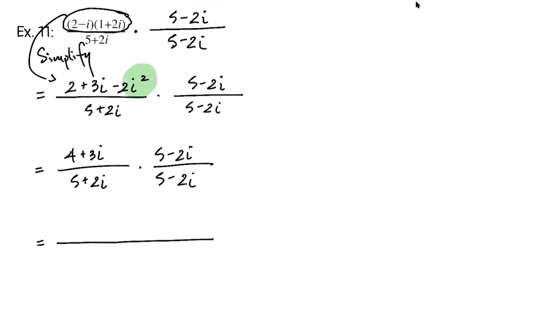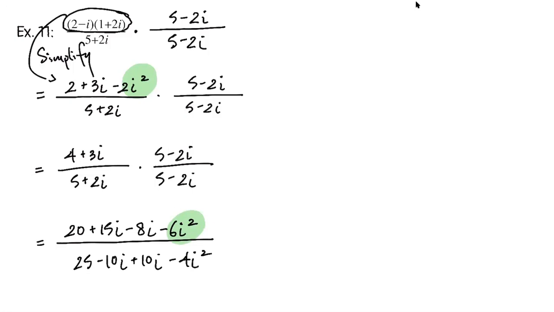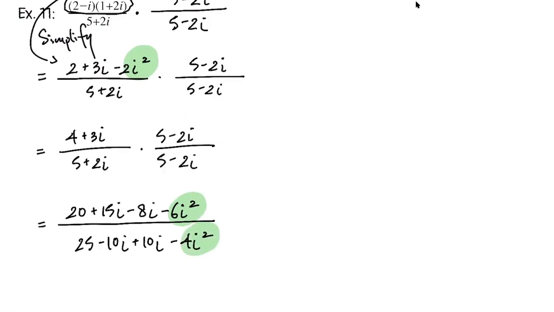So we know the top is going to be 20 plus 15i minus 8i minus 6i squared. Oh, there's that i squared again. And the bottom is going to be 25 minus 10i plus 10i minus 4i squared. Oh, there's that i squared again.